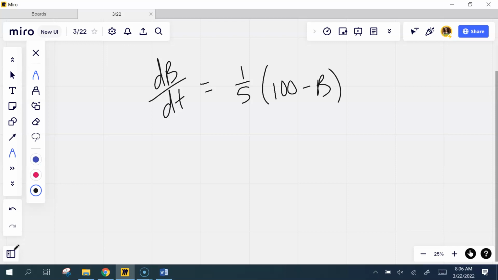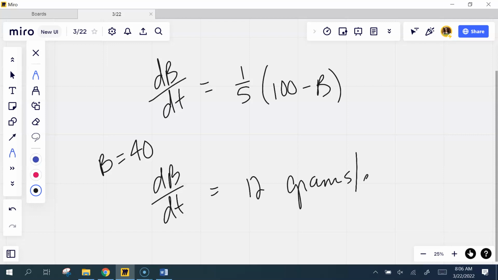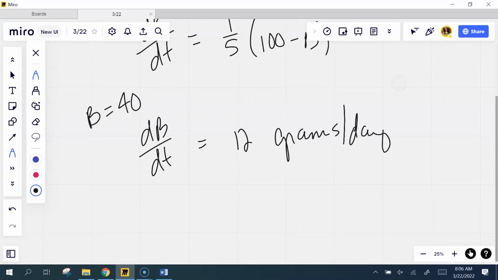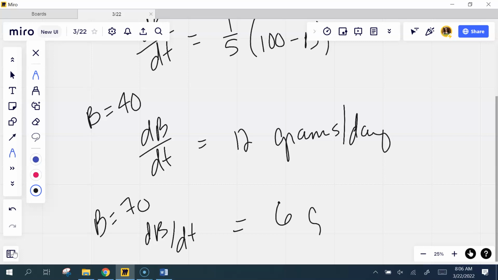Explain your reasoning. So you had to plug in 40 grams for B first, and you found that the rate then was 12, is that right? So that would be grams per day. And then at 70, so when B is 70, you found that dB/dt was 6 grams per day.